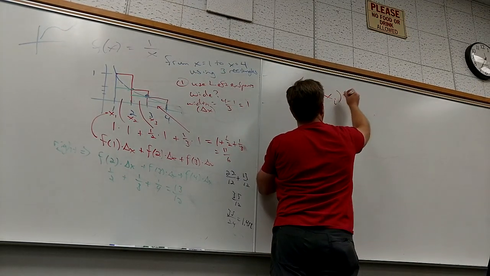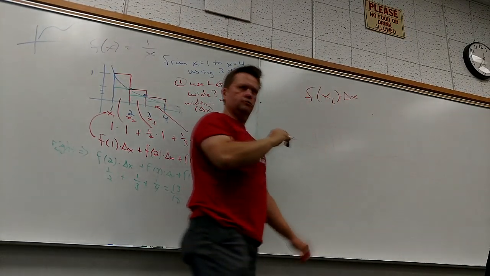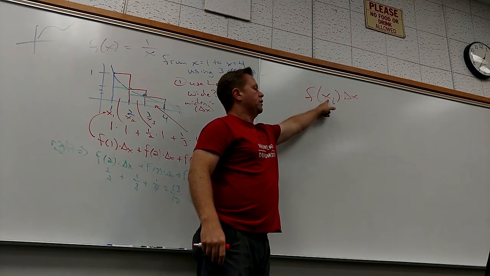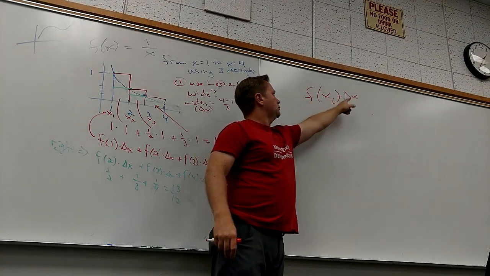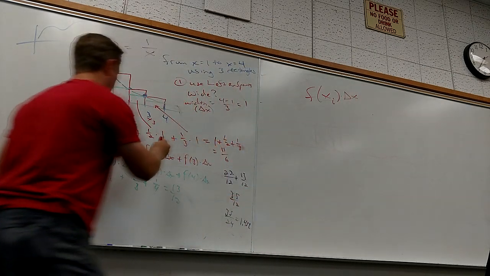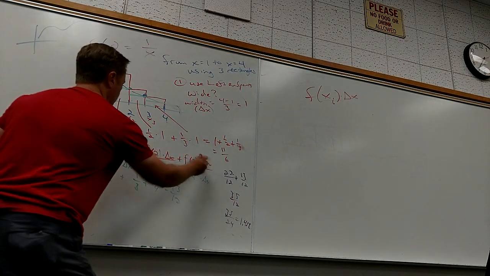So a general rectangle's area would be f of xi times delta x. That's the number I plug in to figure out the height, times the width, will be the area. And then what do I do with all the areas, each one of these?